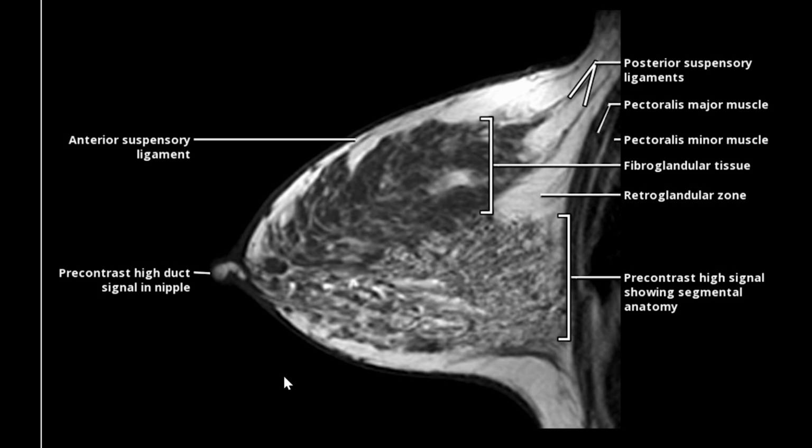In breast MRI, we describe fibroglandular tissue, whether it is fatty, heterogeneous, or extreme intense. We also describe background parenchymal enhancement, whether it is minimal, mild, moderate or marked. And it is important to know that increased breast parenchymal enhancement predicts increased risk of developing breast cancers.